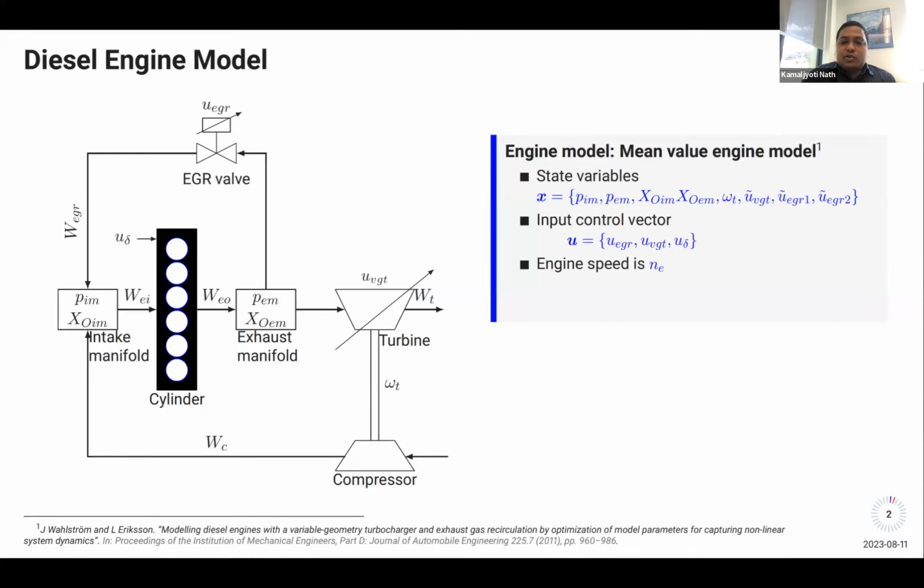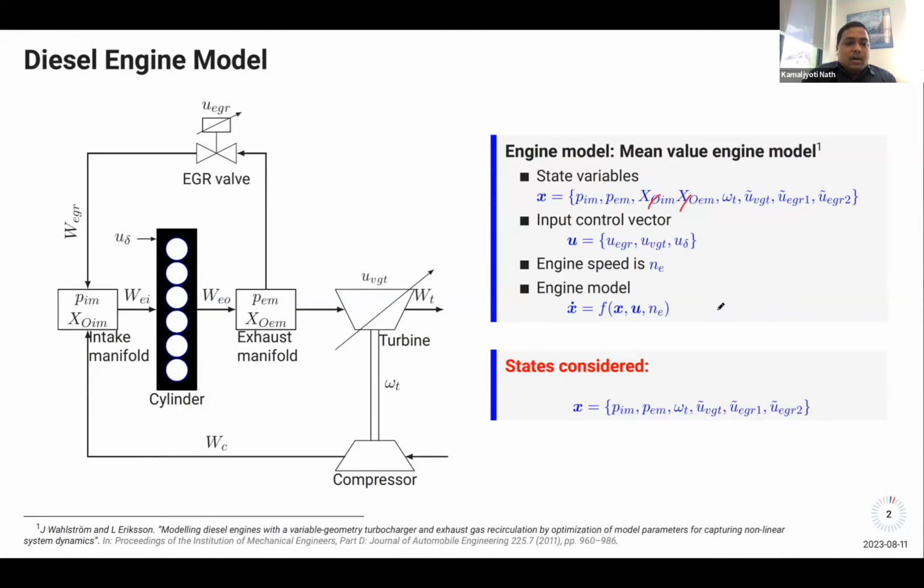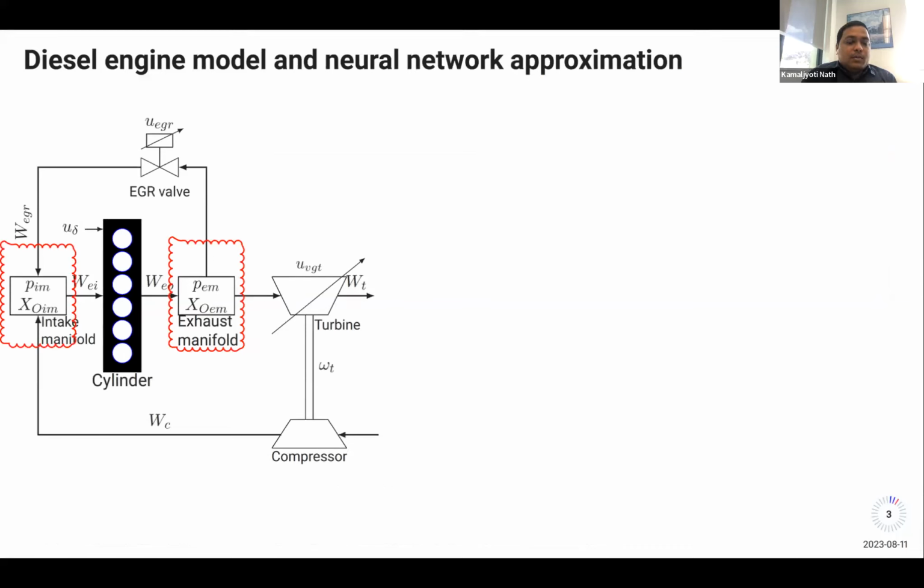So this is a first order model, with the states, then the inputs and the engine speed. Out of this, in the present study, we have considered only 6 of them, because these 2 are not dependent upon the other states, so we have not considered them. Okay, so let's discuss one by one how these models are there.